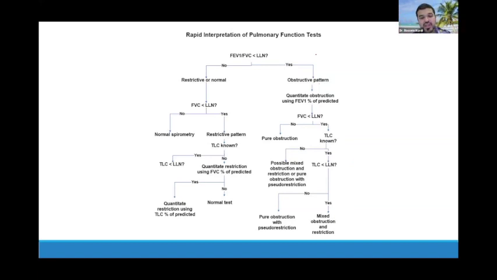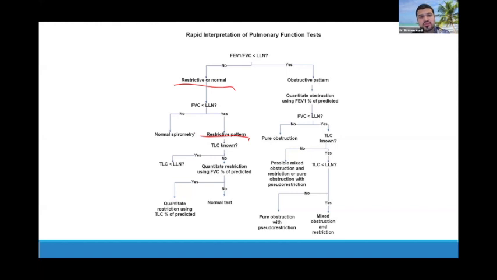Now, if the ratio is not low, the ratio is either normal or even high, so we think that this could be normal or could be restrictive. We'll look at the forced vital capacity. If the forced vital capacity is normal also, then this is normal spirometry. That's what we like, that's nice. If the FVC is low, then we think possible restriction. That's the restrictive pattern. Let's look at the TLC if we know it.